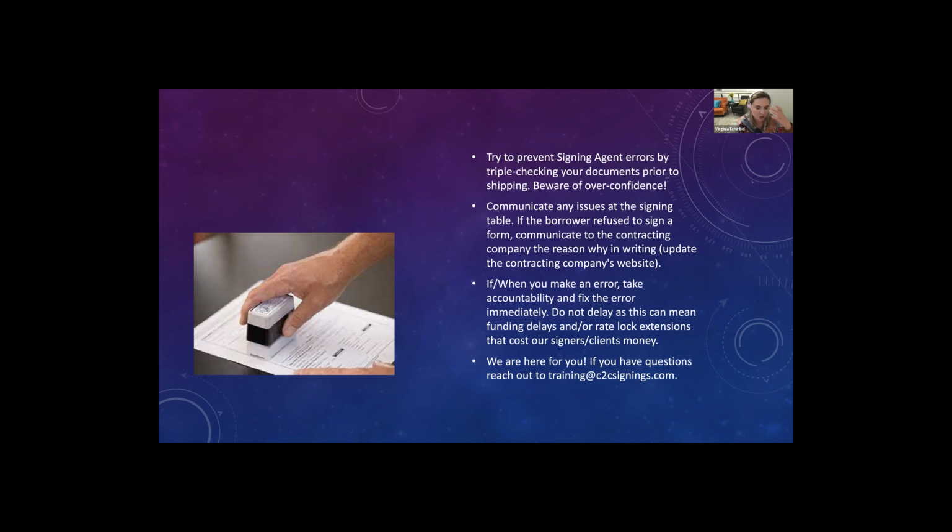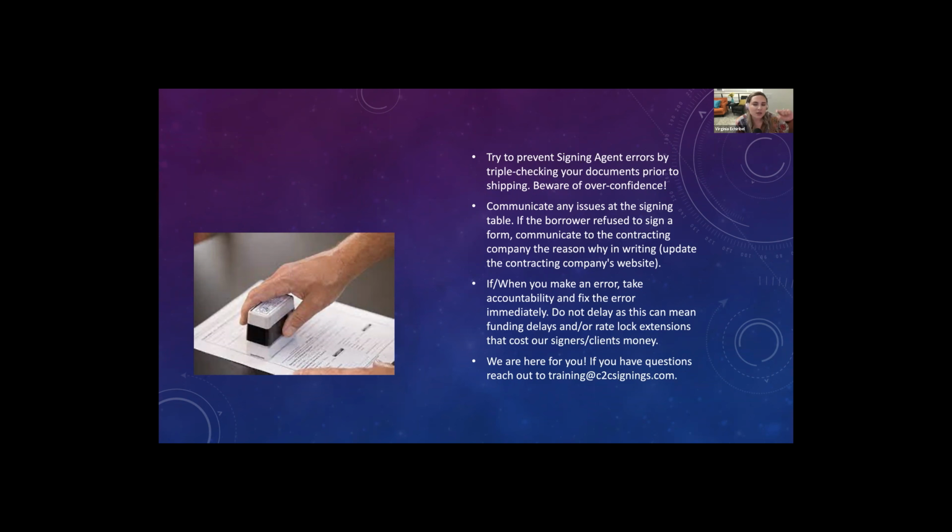So you want to always be paranoid. That's something that I tell our team at Coast to Coast with their work. And I tell notaries, always be paranoid, assume you're going to miss something. And that forces you to slow it down and do the work of triple checking your documents. Beware of overconfidence.